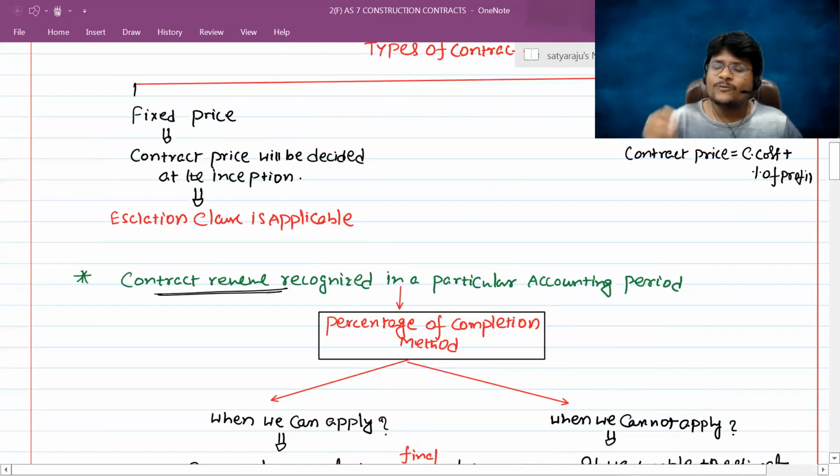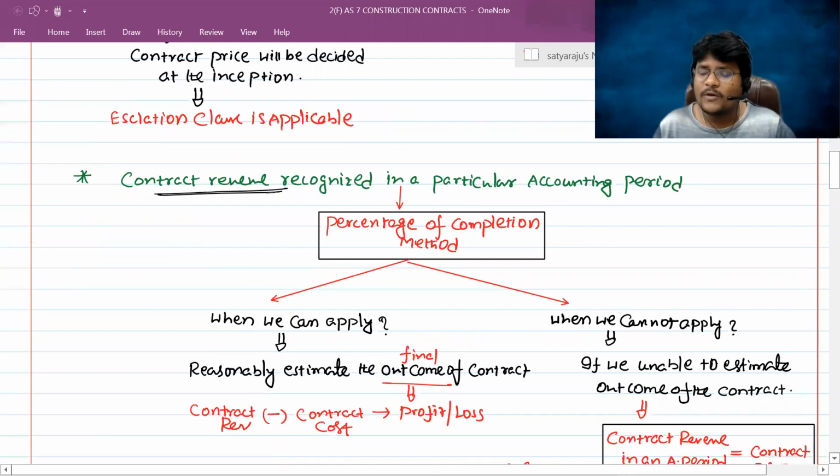Then we explained recognition of the contract revenue related to a particular accounting period. You can apply the percentage of completion method, when the outcome of the contract can be estimated reliably. If you are unable to estimate the outcome of the contract, then only the contract cost incurred in that specific accounting period is treated as contract revenue, provided you are able to recover such amount from the contractee or the customer.